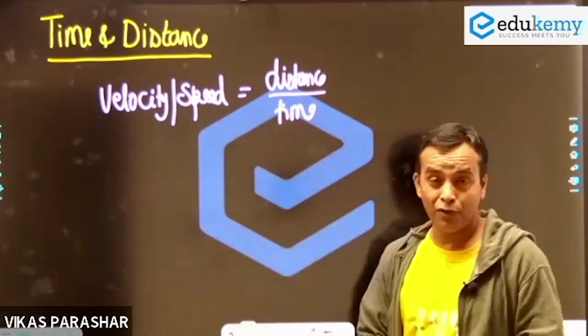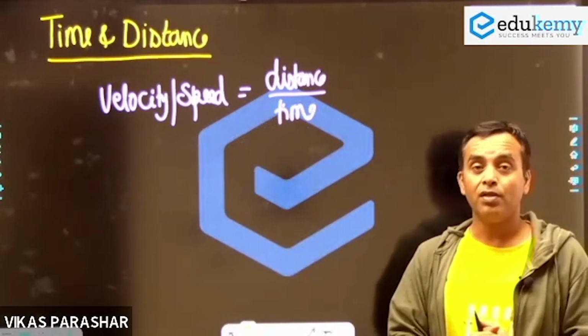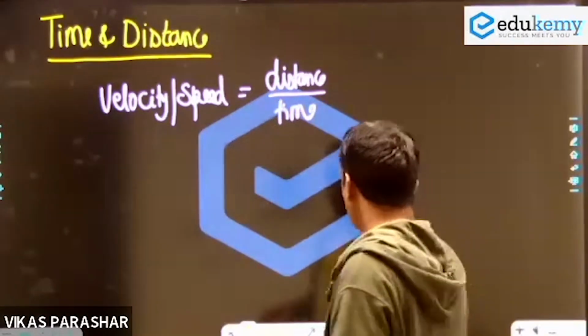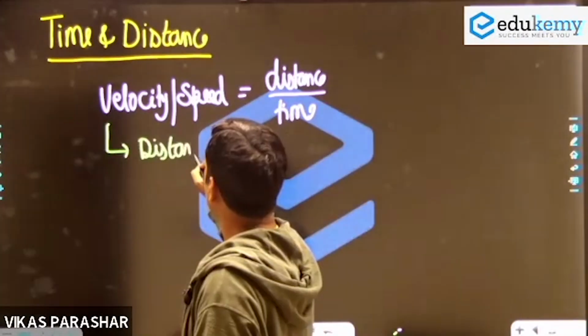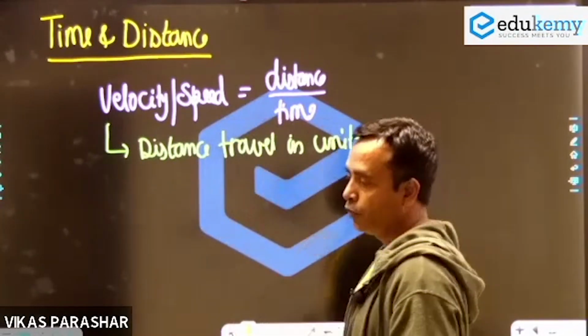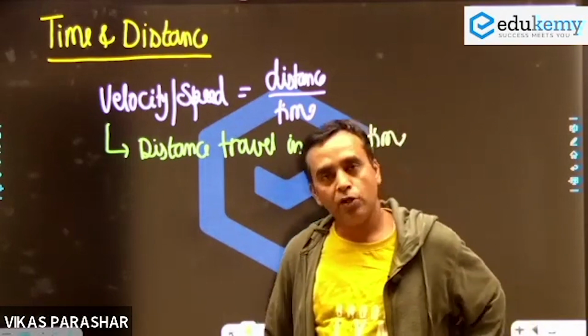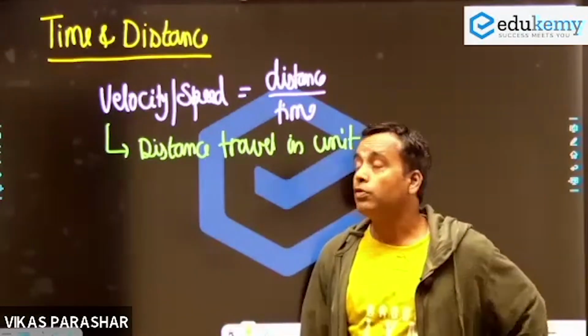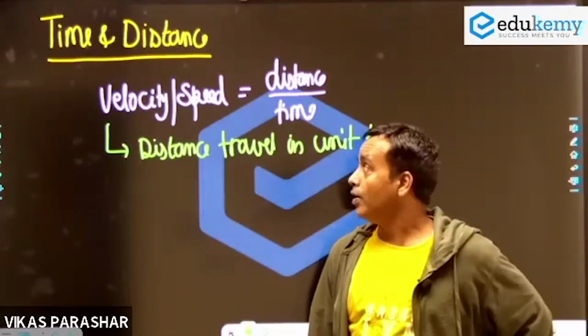So generally we use the definition at the school level: the distance traveled in unit time. Do you know what velocity or speed is? Distance traveled in unit time. You know what vector and scalar are? Anybody know what a vector and a scalar is? I just told you that speed is a scalar, velocity is a vector.